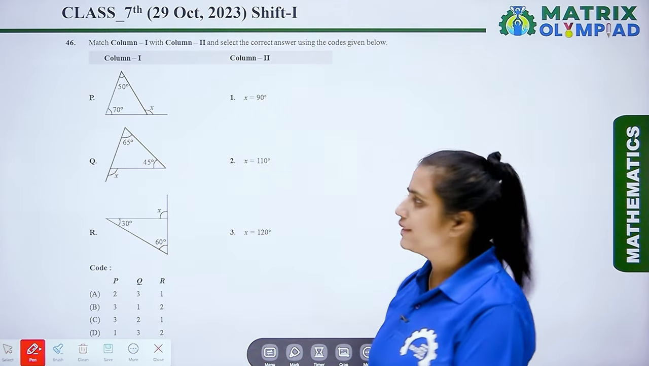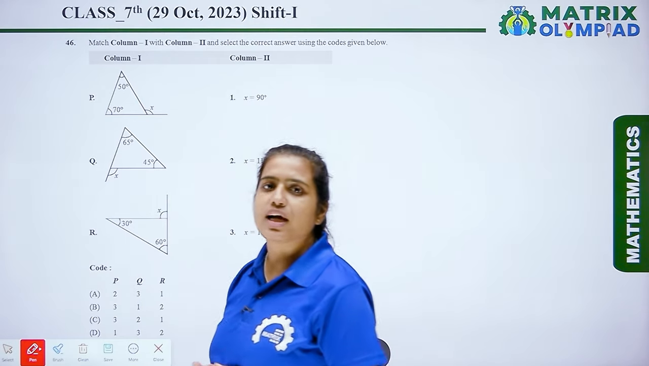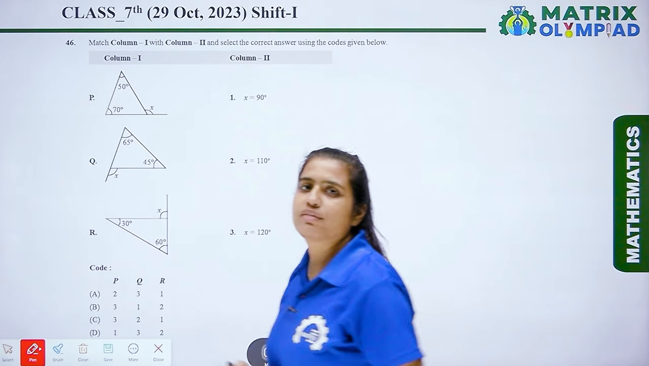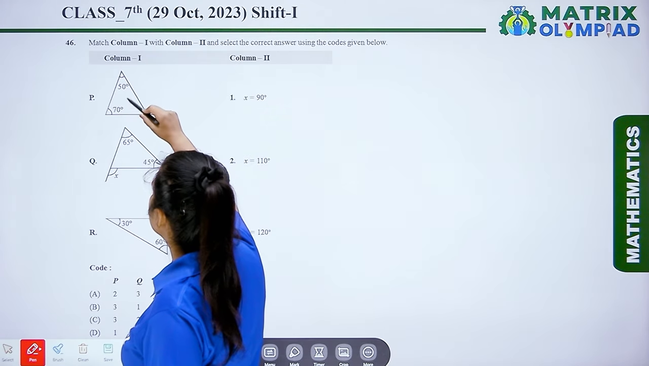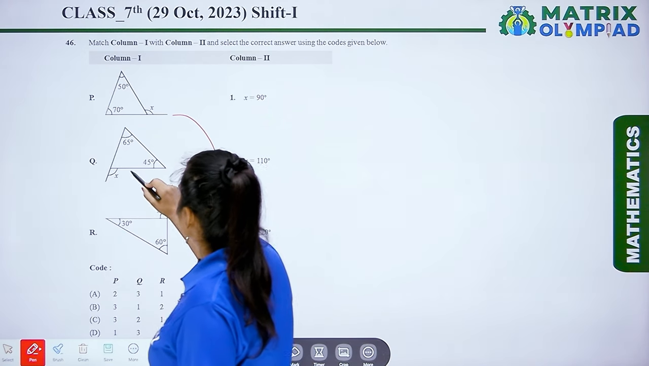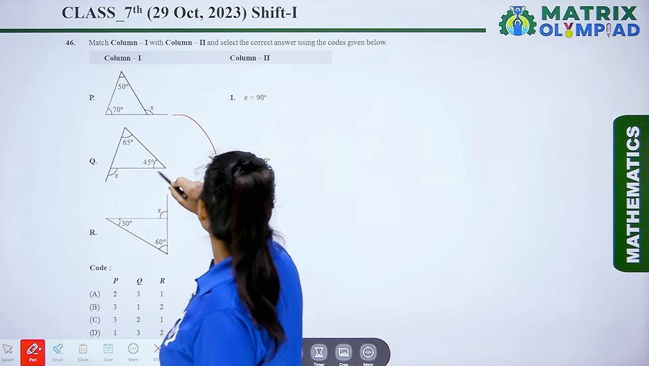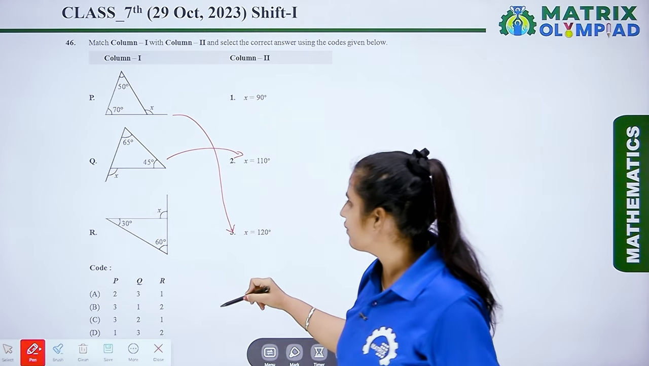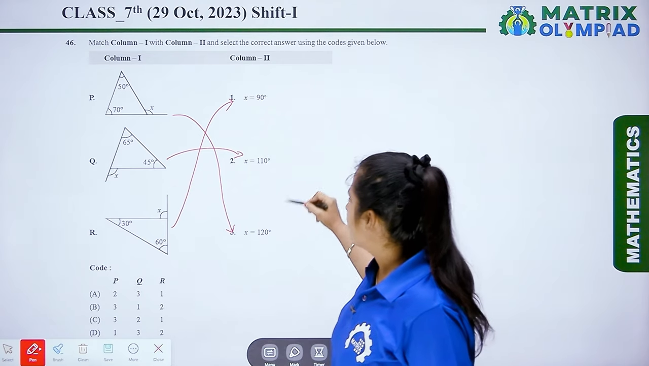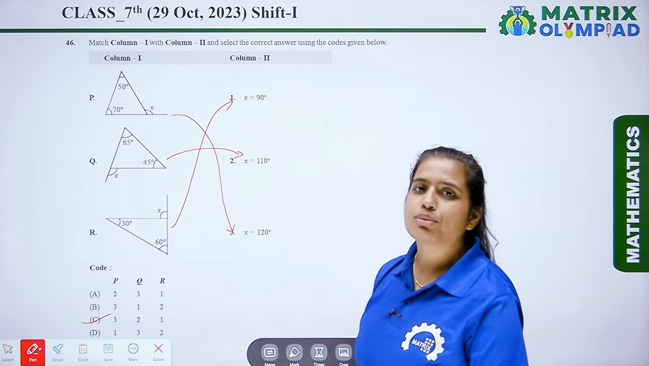Now the next question is question number 46. In this also we have to find out the value of x. Now here in column 1 we are given the triangles and here we have an unknown value of x. So here we will use the exterior angle property and find out the value of x. So here x is 50 plus 70. So here it is 120. 45 plus 65 is 110. So here the value of x is 110. Here the value of x is 90, 60 plus 30. So the correct sequence is 3, 2, 1. Here 3, 2, 1 is in the C option. So here option C is the correct answer.